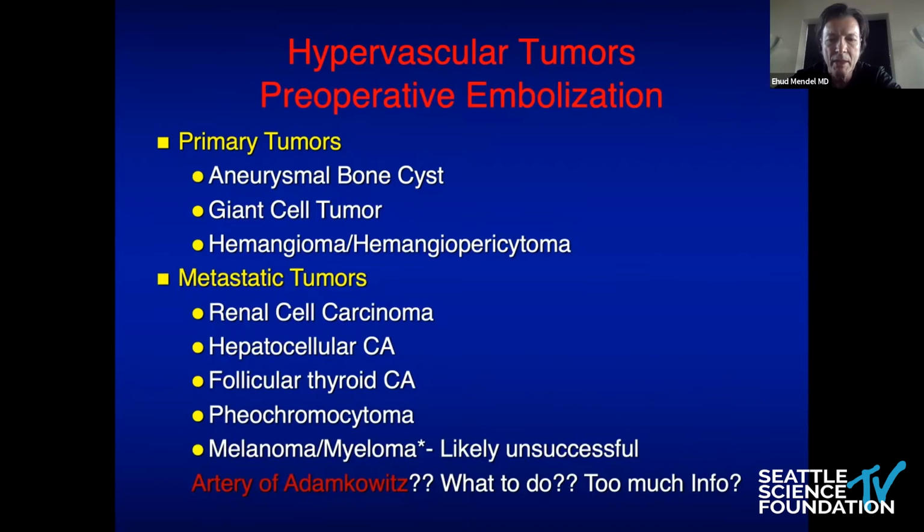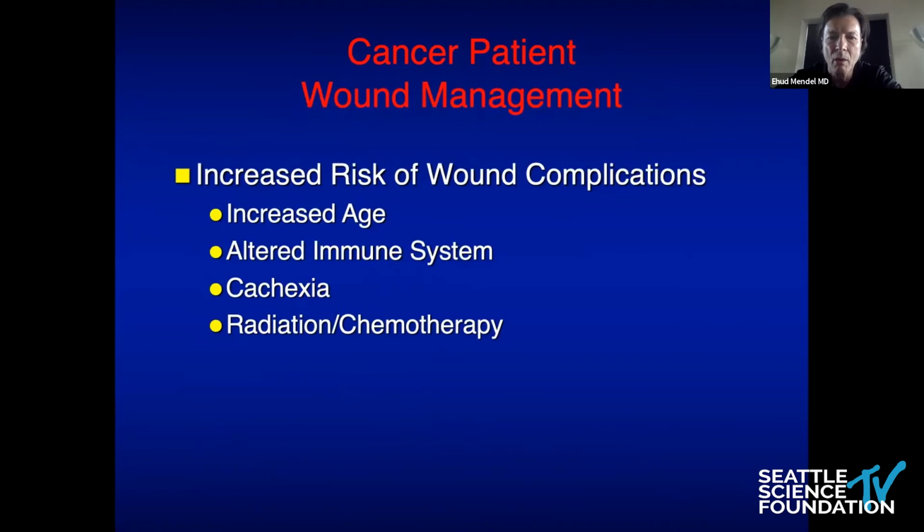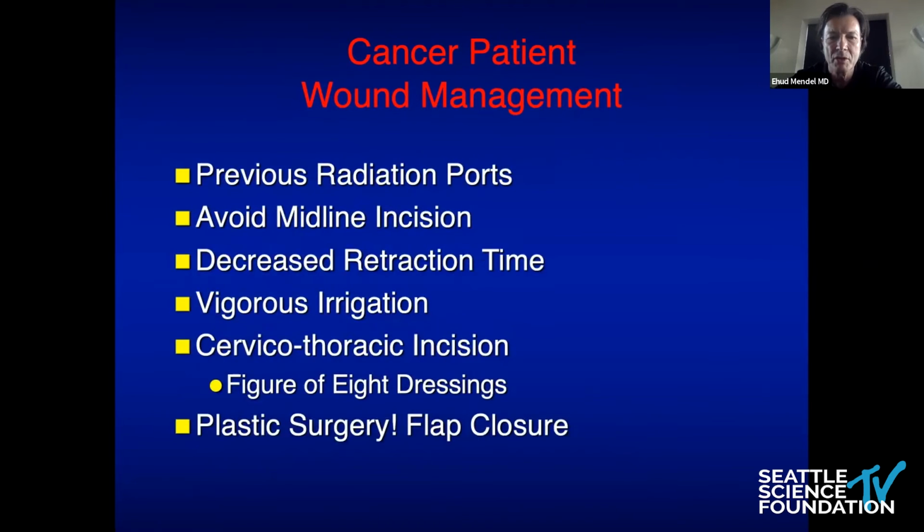And then, I don't want to get into it, that's a separate discussion, but sometimes through this embolization, you end up finding the artery of Adamkiewicz. And if that is the case, and it's right at the area where you're planning on operating, how are you going to manage it now that you know that it's there? So there's a whole set of different issues. And one of the biggest ones is really wound management, as I just showed in the last case, where a lot of these patients are increased in age, they've altered immune systems, and plastic surgeons become good friends of yours when it comes to managing these patients.